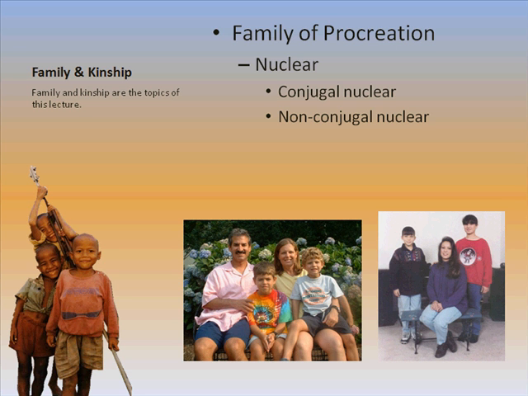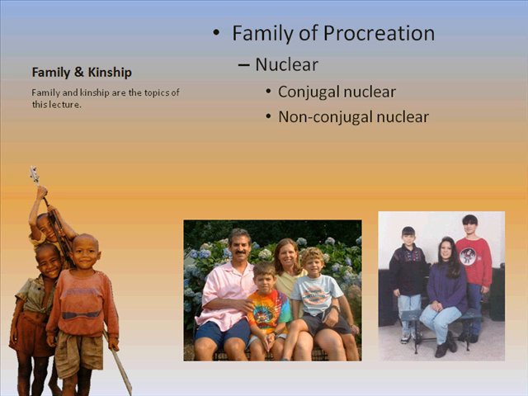Now, there are a couple of different kinds of nuclear families. There's a conjugal nuclear family and a non-conjugal nuclear family. So conjugal is when you have married partners and their offspring. So here we actually have my cousin Chris and his family. And then a non-conjugal would be either an unmarried female or an unmarried male with their kids. And here we have my sister and her two kids. So again, the difference is married partners versus a single parent.